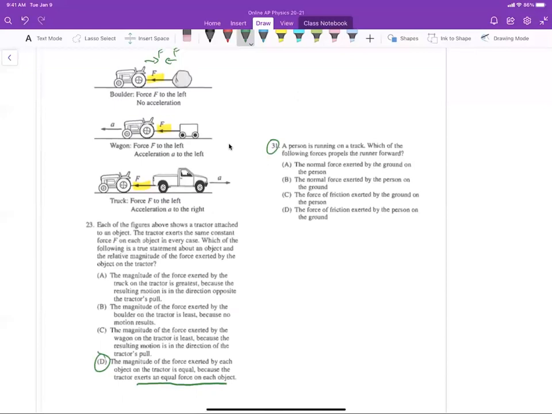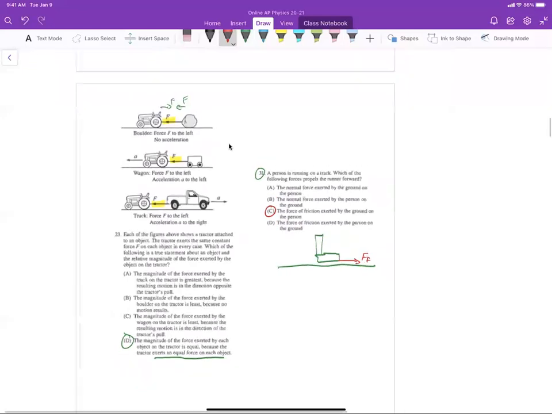A person's running on a track. What propels the runner forward? So here's his foot, right? Here's his leg. This is the ground. What's actually propelling that person forward is the foot force. The foot's trying to slide. And so what's happening is there's a force of friction that's opposing the sliding motion, and that's by the ground. Force of friction exerted by the person on the ground? No. Force of friction exerted by the ground on the person.